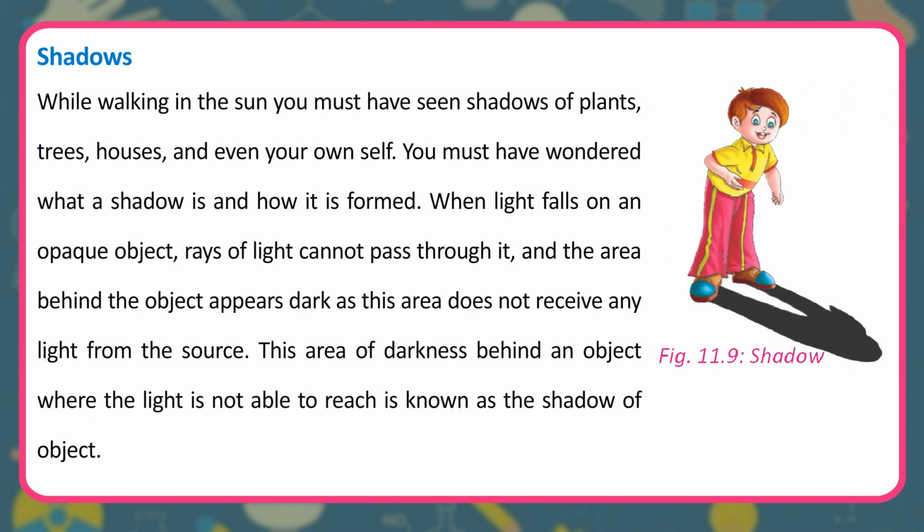Shadows. While walking in the sun, you must have seen shadows of plants, trees, houses, and even your own self. You must have wondered what a shadow is and how it is formed. When light falls on an opaque object, rays of light cannot pass through it, and the area behind the object appears dark as this area does not receive any light from the source. This area of darkness behind an object where the light is not able to reach is known as the shadow of the object.